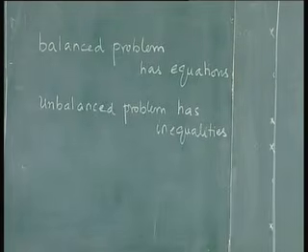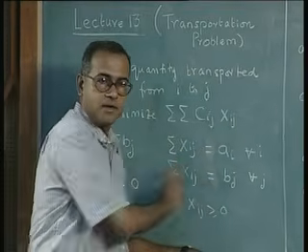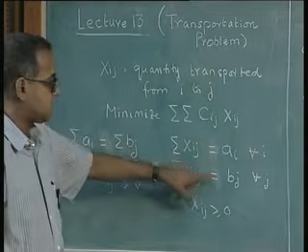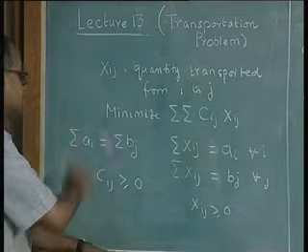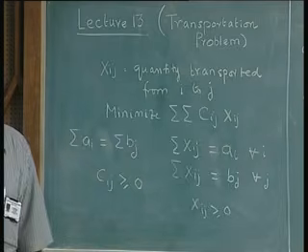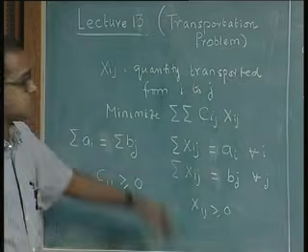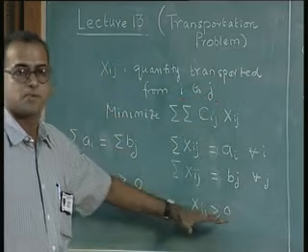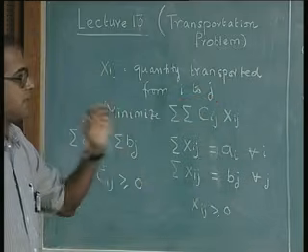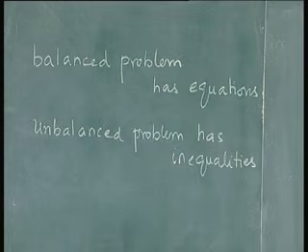One is called the unbalanced problem, which has less than or equal to here and greater than or equal to here, and a balanced problem which has equations and satisfies the condition sigma Ai equals sigma Bj. Now as far as solving the transportation problem is concerned, we will solve the balanced transportation problem. We will show that it is easier and better to solve the balanced problem, and then we will also show a way by which every unbalanced problem can be converted to a balanced problem and then solved. So let us look at solving a transportation problem now.